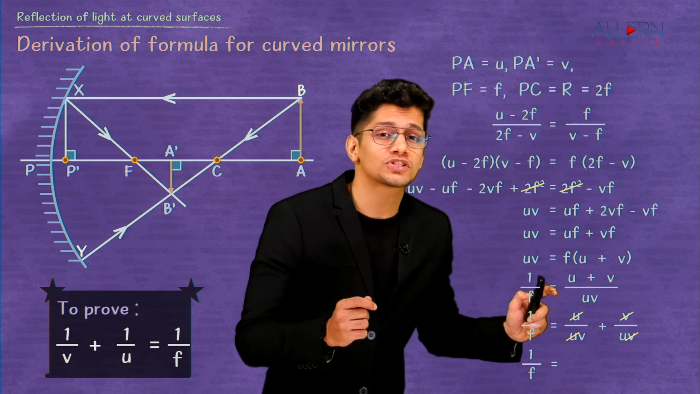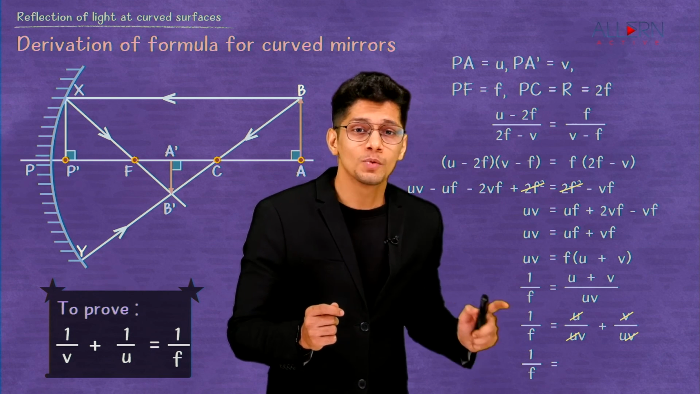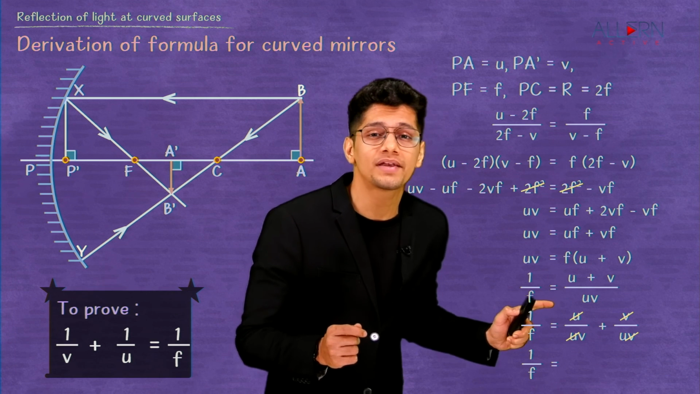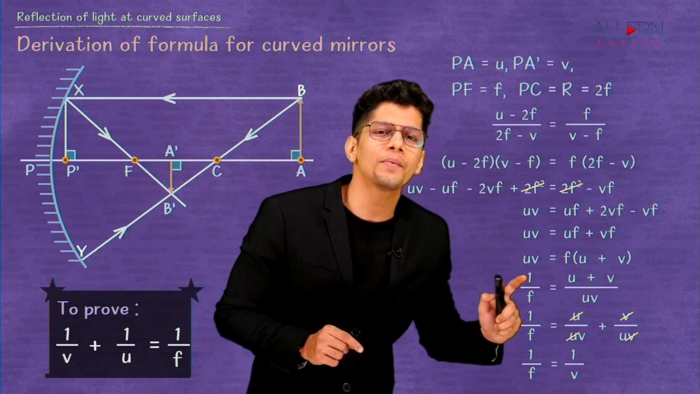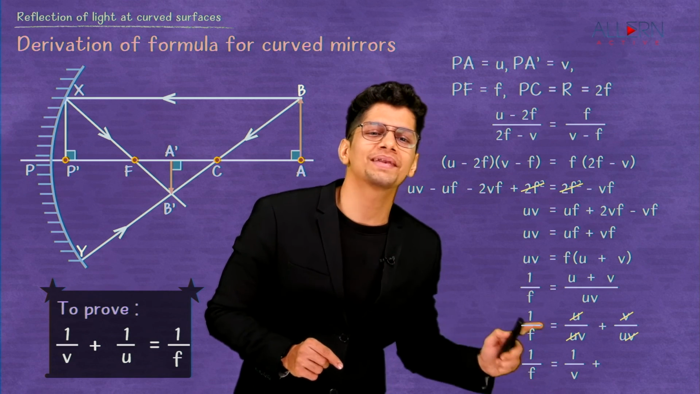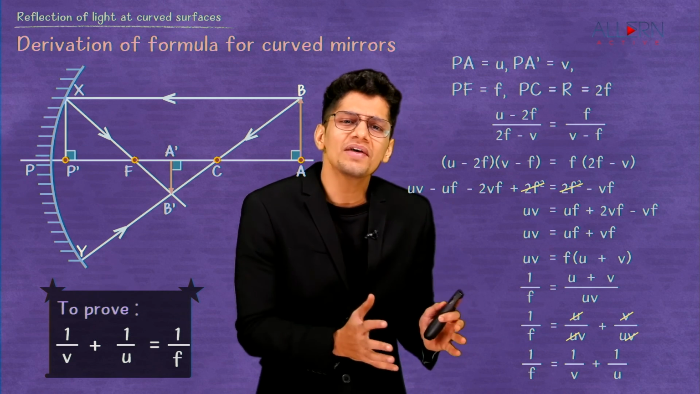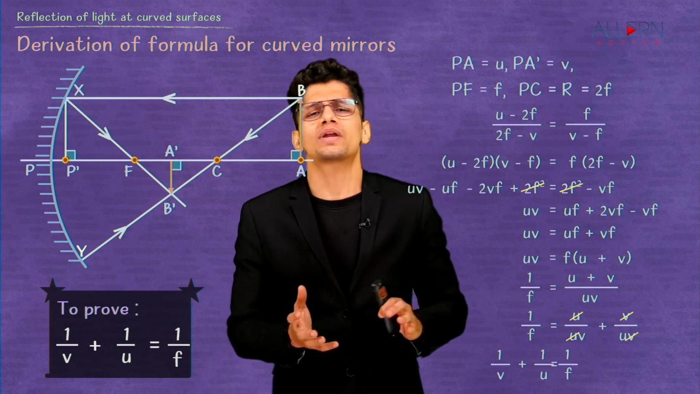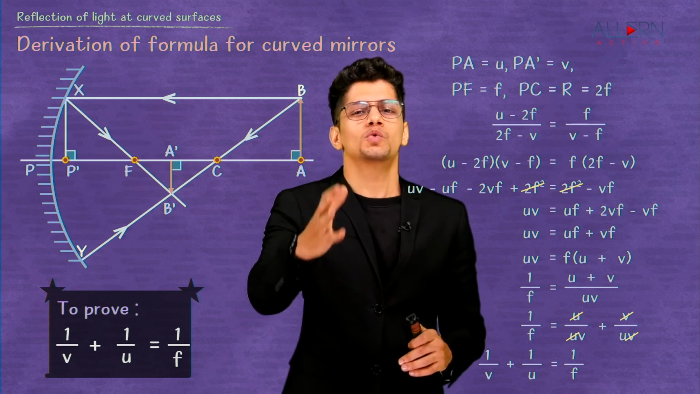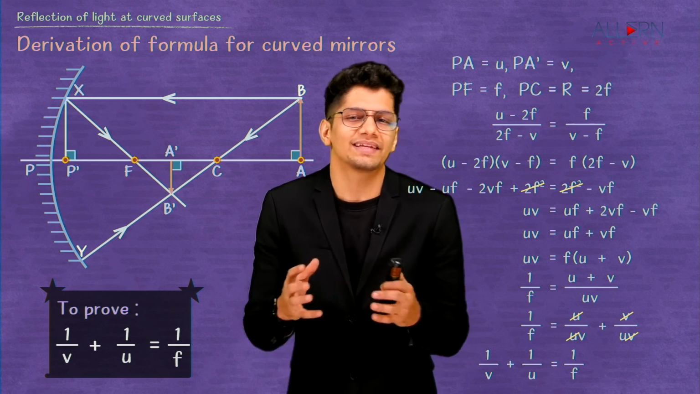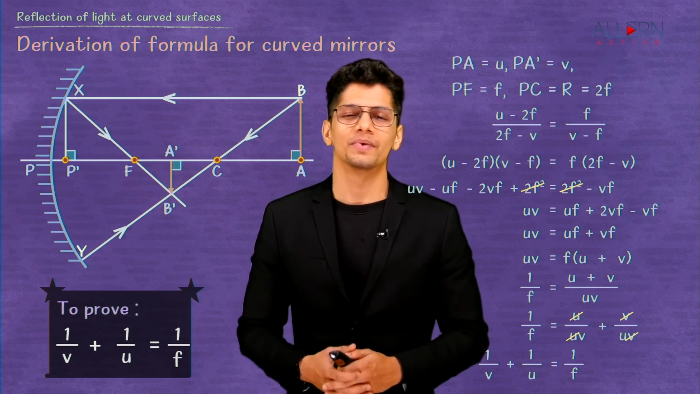Now here there's a possibility of making a mistake. You might forget there is 1 in the numerator. You have cancelled u, that means there is 1 in the numerator. So we have 1 upon v plus 1 upon u. So you can either keep the formula as it is, or you can shift it and make it as 1 by v plus 1 by u equal to 1 by f. So this completes the derivation of the formula for curved mirrors.